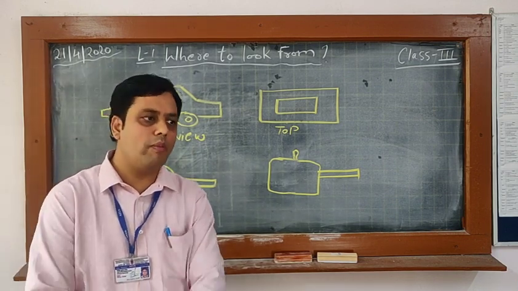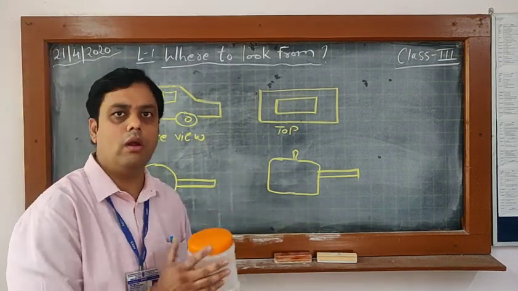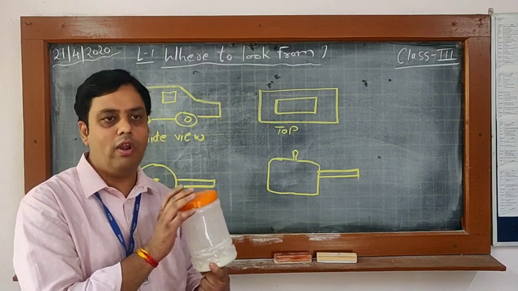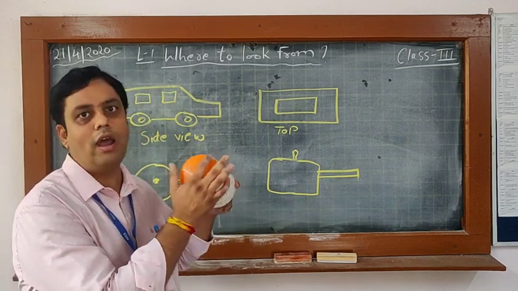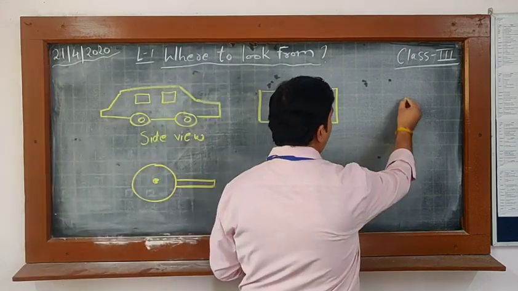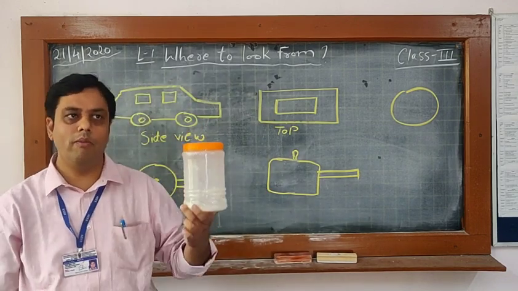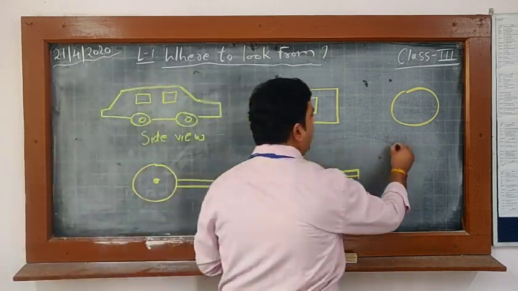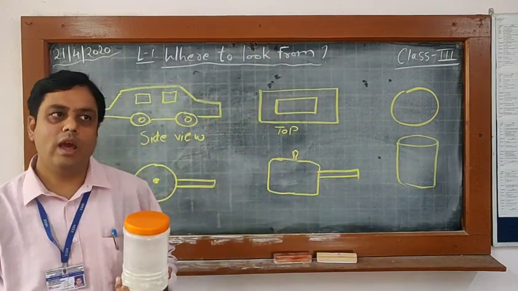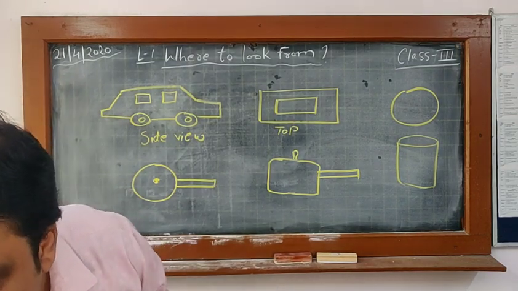There are so many examples given in the book. See, this container is there. If we see this container from the top side, how will it look? Only a circle will look from this side. If we see this container from the top, it will look only in this way. But if we see from the front side, it will look like in this way. There are some other views and some other things also.